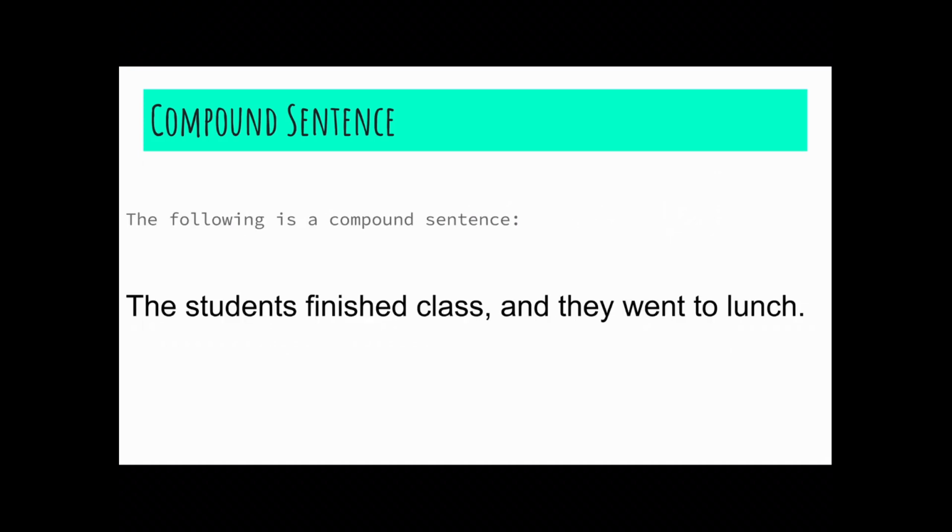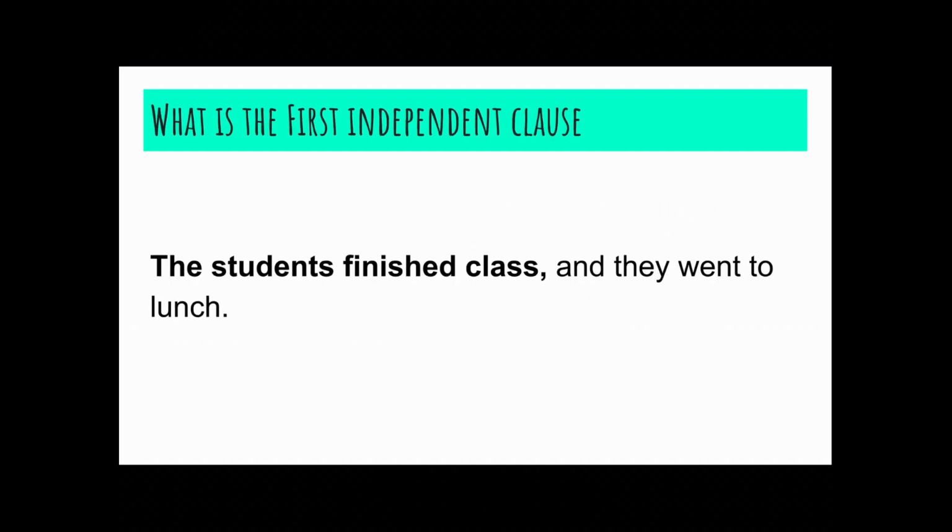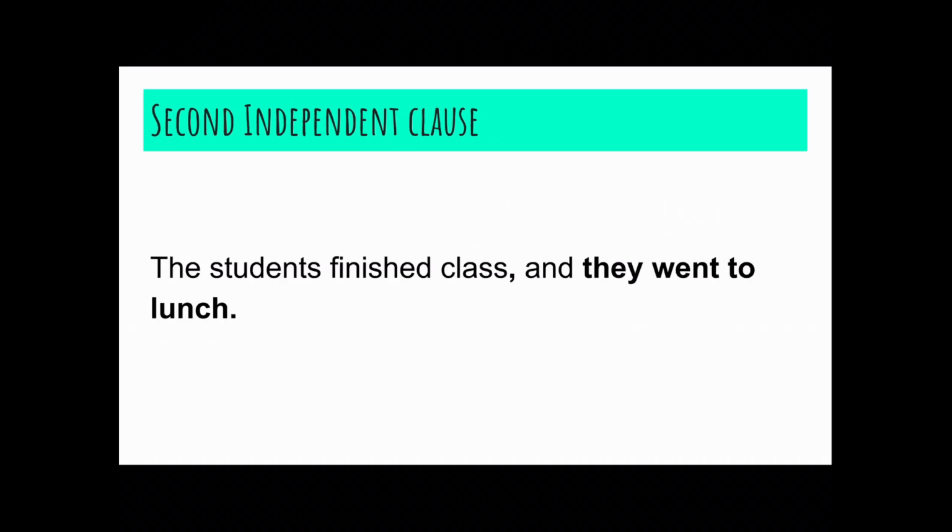The following sentence is a compound sentence. The students finished class and they went to lunch. There are two independent clauses in this sentence. The first independent clause could stand on its own. It could be a simple sentence. The students finished class, period. But instead, we're extending it and connecting it to another idea, making it a compound sentence. The second independent clause, they went to lunch, has our subject, has our verb, two SV sentences put together to make one compound sentence.